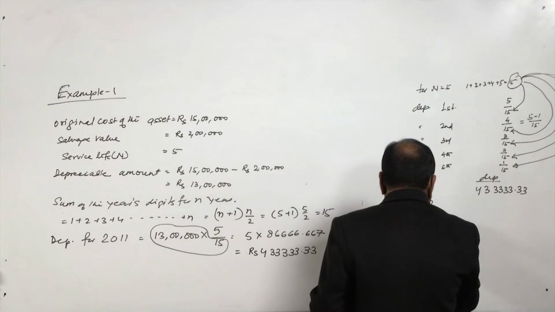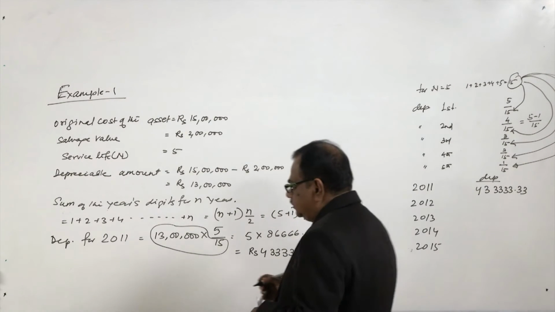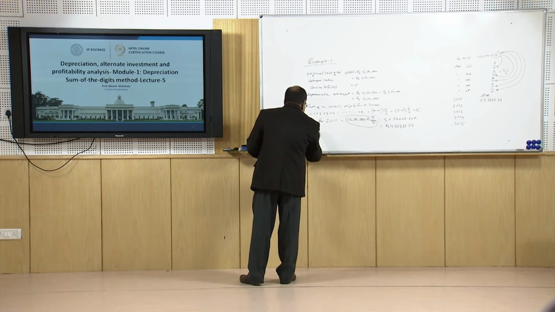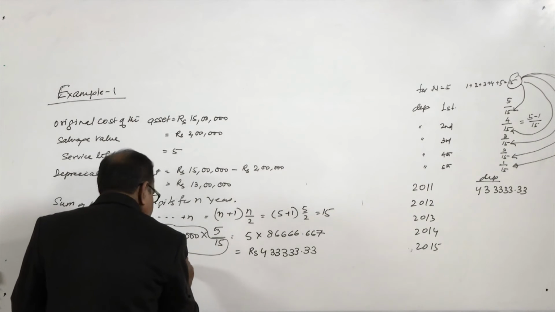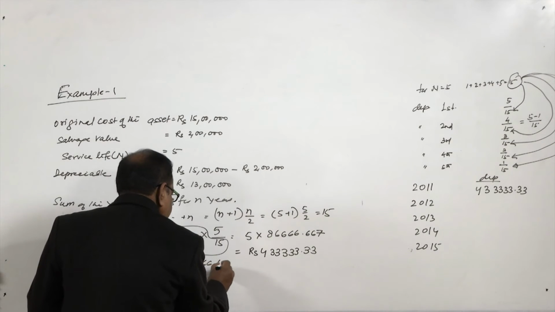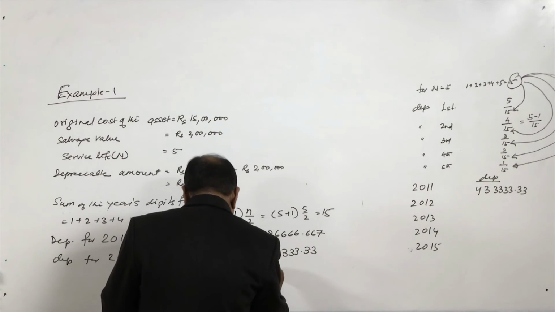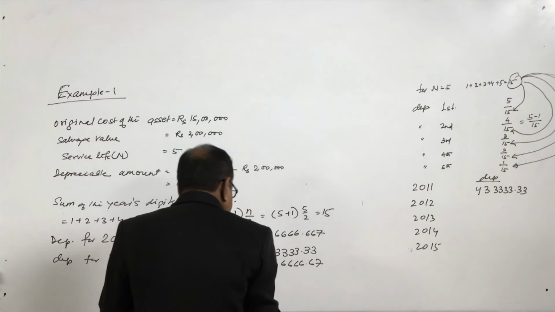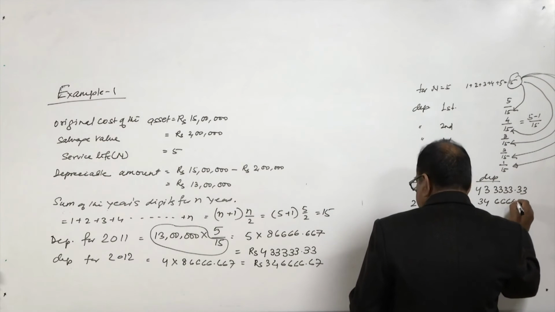Now, depreciation for 2012 is equal to 4 into 86666.667. This comes out to be rupees 346666.67. So, my depreciation for this is 346666.67.